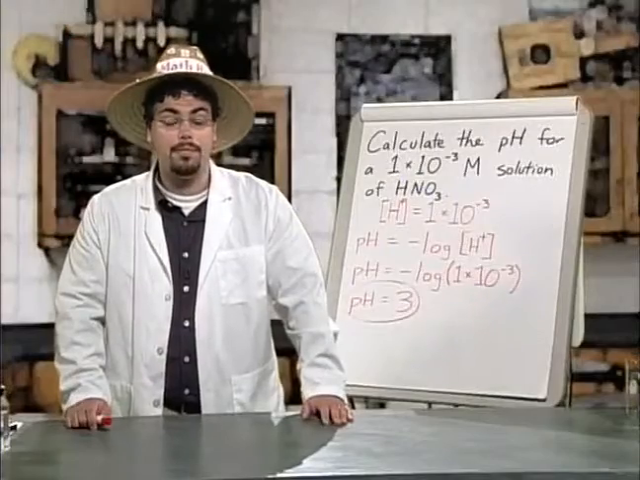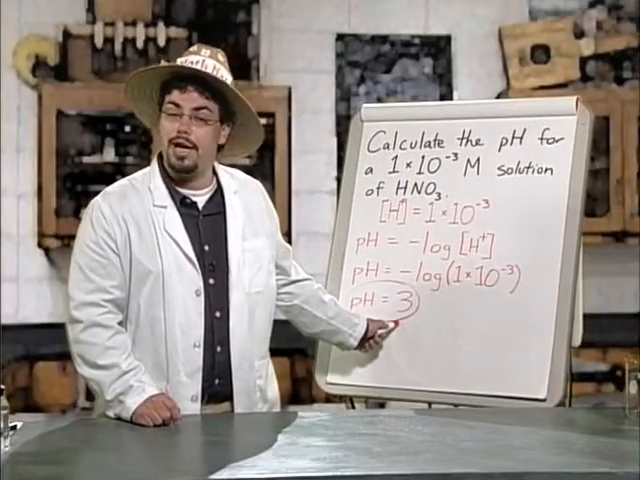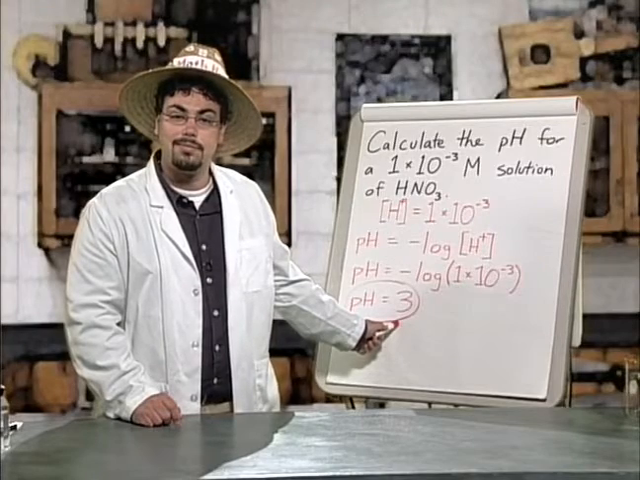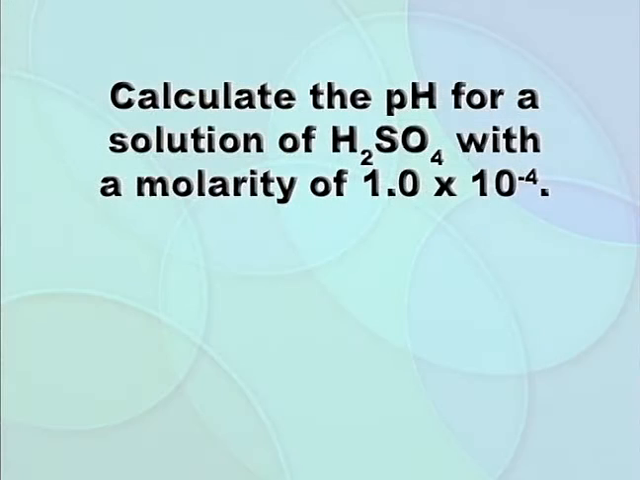How did you do? You should have found that this solution has a pH of 3. Let's try one more before we move on. Calculate the pH for a solution of H2SO4 with a molarity of 1.0 times 10 to the negative fourth power.